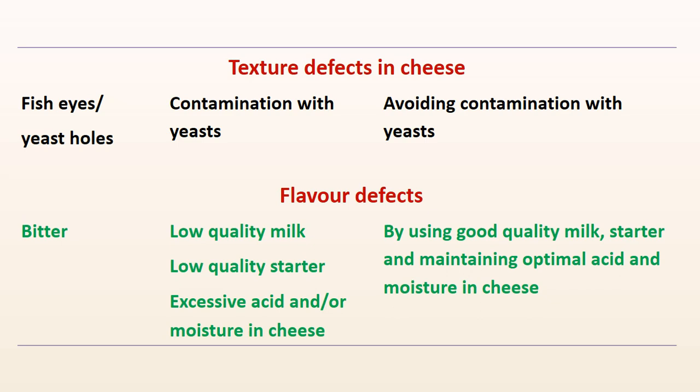Here we can see the texture defects in cheese, that is most commonly fish eyes or yeast holes. The cause is contamination with yeasts and the prevention is by avoiding contamination with yeasts. And then the final, that is flavor defects in cheese, most commonly bitter flavor defect, and the cause is low quality milk, low quality starter, excessive acid or moisture in cheese. The prevention is by using good quality milk, starter and maintaining optimal acid and moisture in cheese.